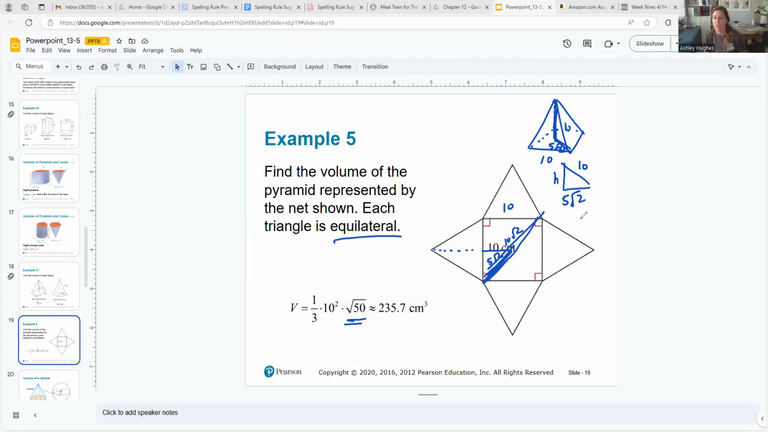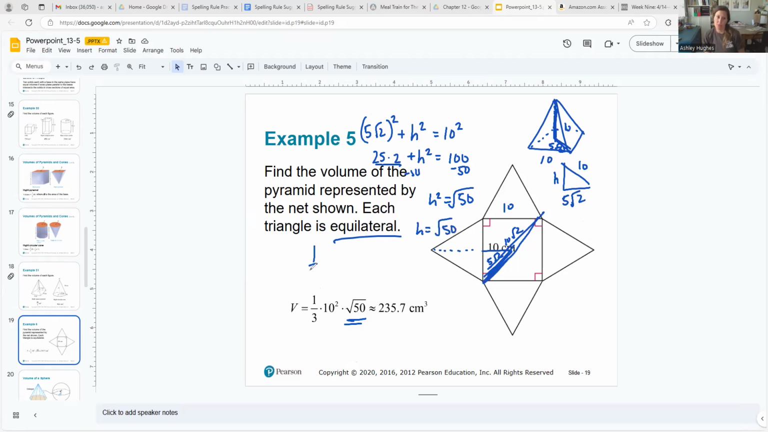That's my height. So I'm going to do a squared plus b squared equals c squared. So 5 root 2 squared plus height squared equals 10 squared. So I got 5 squared is 25 and root 2 squared is just 2. 10 squared is 100, and 25 times 2 is 50. So I'm going to subtract the 50 over. I get h squared equals 50. And so h is the square root of 50.